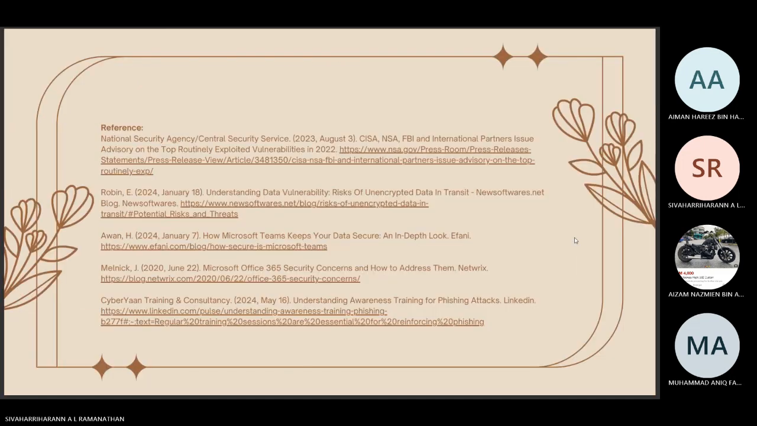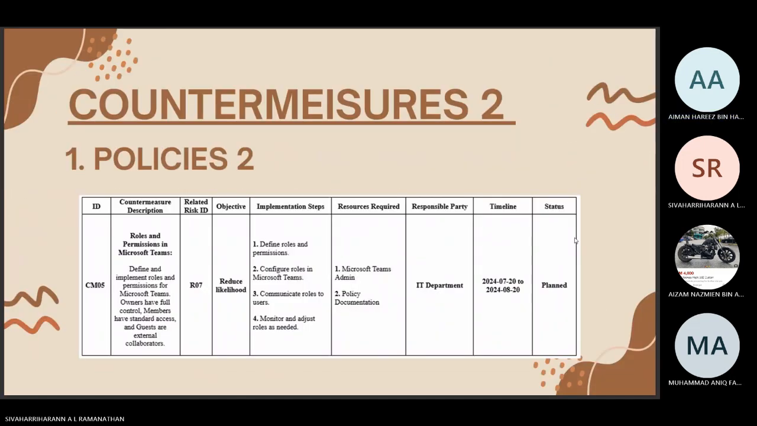This countermeasure policy focuses on defining and implementing roles and permissions for Microsoft Teams to manage access and control. This policy addresses risk RO7 with the objective of reducing its likelihood. The implementation steps include defining roles and permissions, configuring these roles in Microsoft Teams, communicating roles to users, and monitoring and adjusting roles as needed.